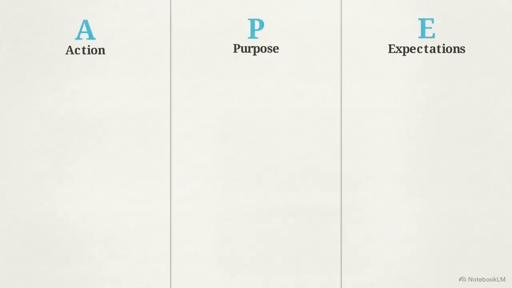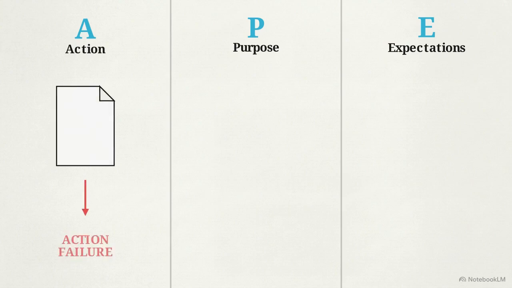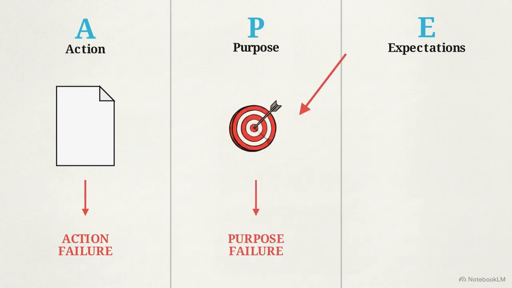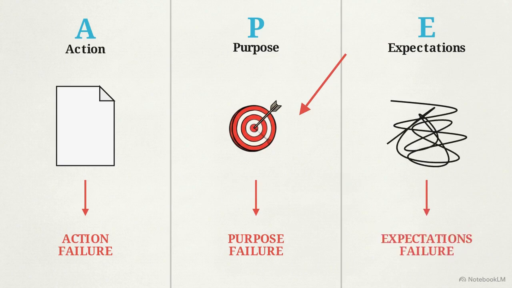We can use this 3-column troubleshooting matrix to fix failed prompts. In the first column, if you receive a generic output, your action verb was too vague. In column 2, if the output is completely off target, it points to a purpose failure. You didn't tell the model exactly how you intended to use the material. And in the final column, if your output is messy or excessively long, your expectations failed to provide tight formats and limits.